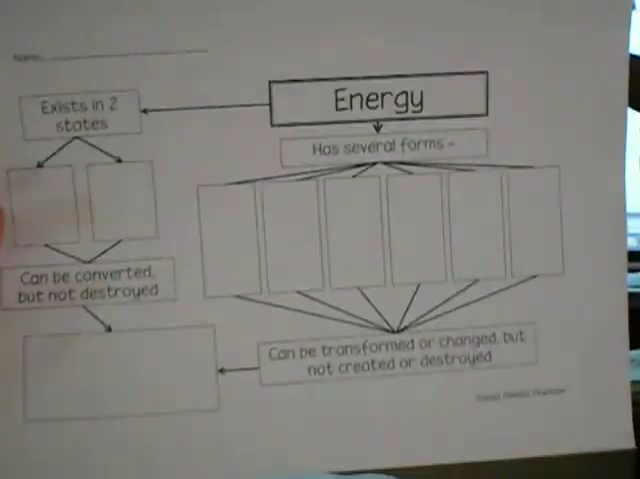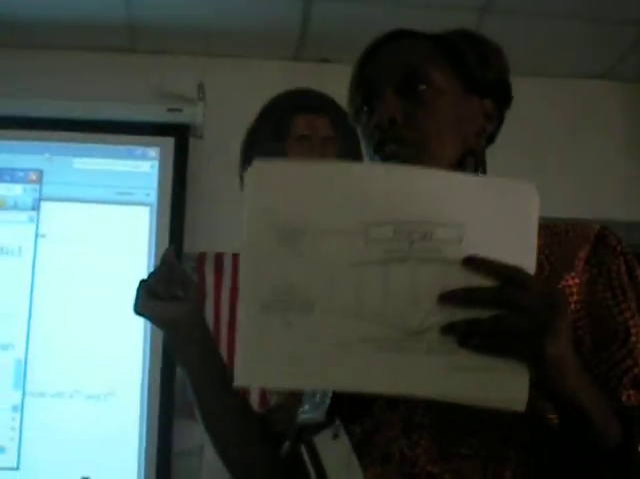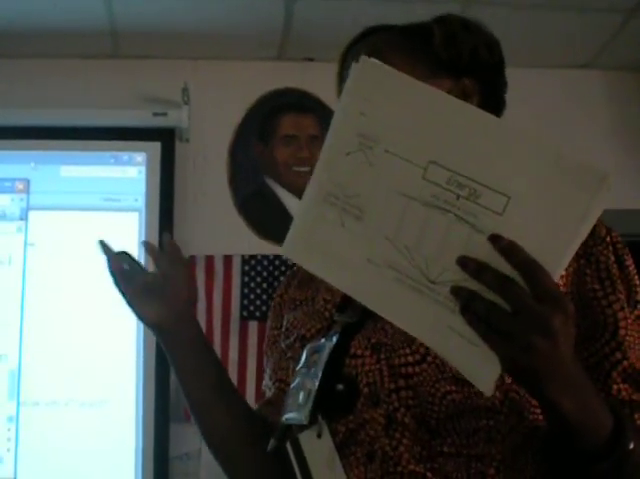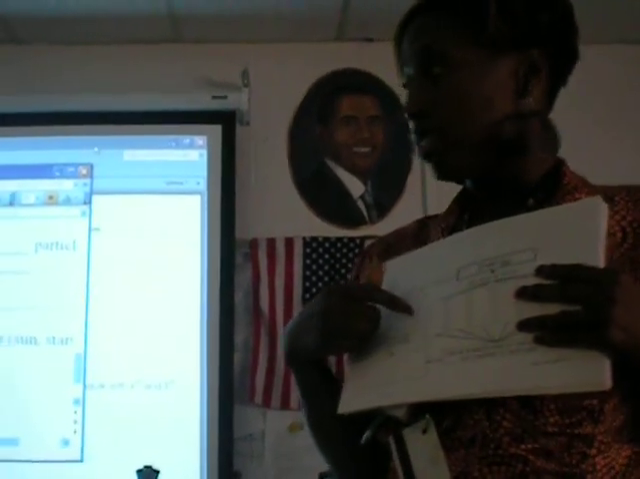Let's go over the graphic organizer as a class real quick. This sheet right here, take that one out. All right, so does everybody have this sheet? Yes. All right, let's go over that. The very first one, where it says exists in 2 states of energy, there are 2 different forms of energy. There's kinetic energy and there's potential energy. So in this box, you need to put kinetic energy, potential energy.